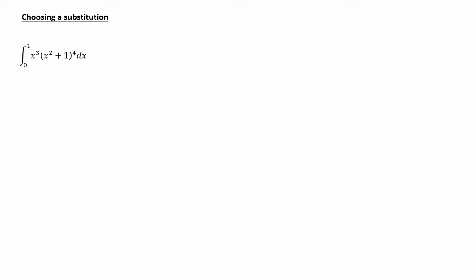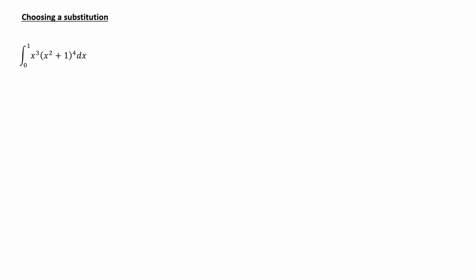So I've given you one here, the integral between 1 and 0 of x cubed bracket x squared plus 1 all to the power 4. Now clearly we could expand that. X squared plus 1 all to the power 4 would give me 5 terms. And then I could multiply through by an x cubed, and I can integrate each of those 5 terms separately. But that's a lot of tedious work.